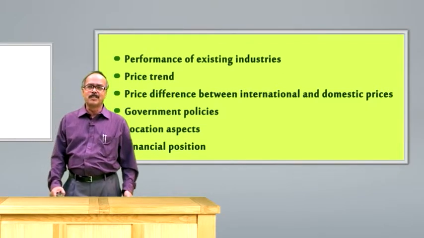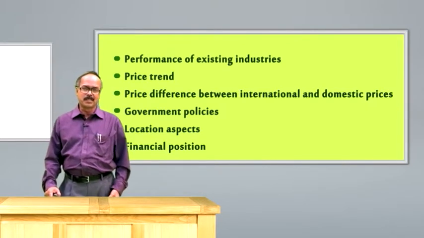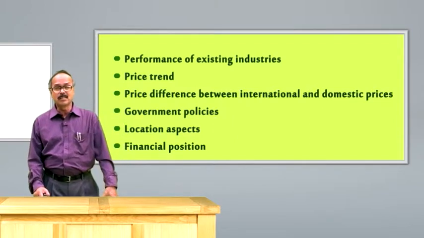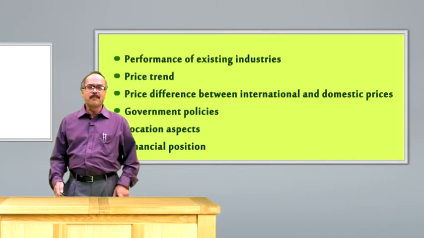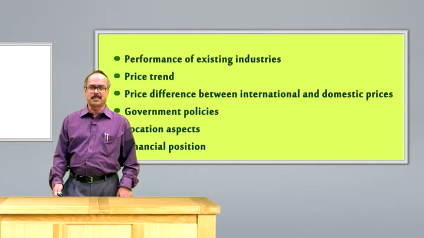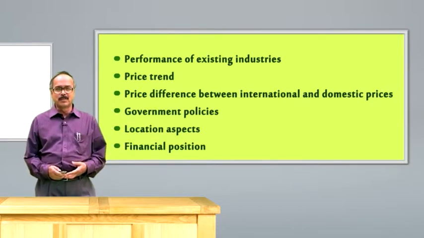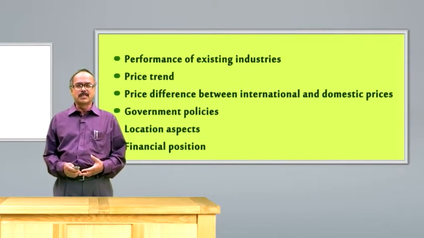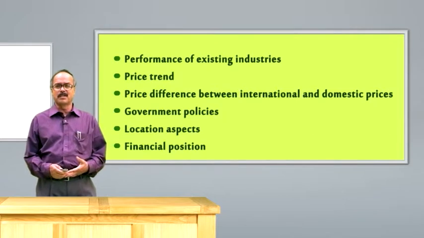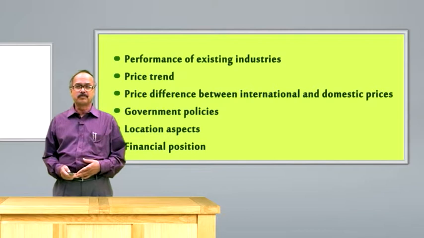Price trend is very much important in this part of project analysis, that is, the prima facie analysis. Increased price levels also reveal increased demand levels, and thus create scope for a new project. Then, the price difference between international and domestic prices. A commodity with lower international prices compared to domestic price always has a danger of imports, whereas a commodity with higher international price is lucrative as it provides an opportunity to export.